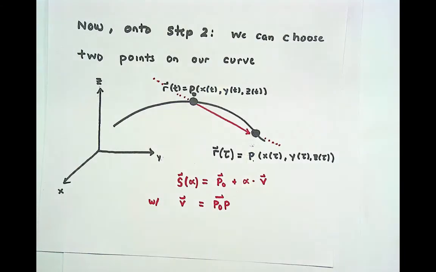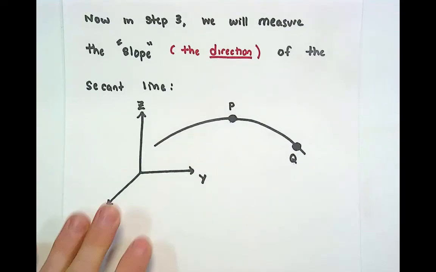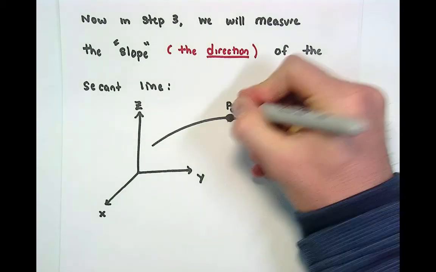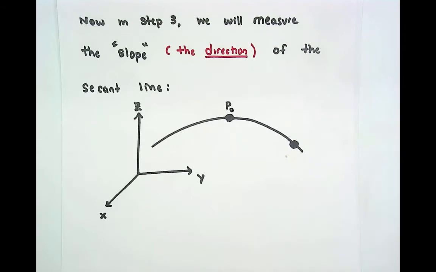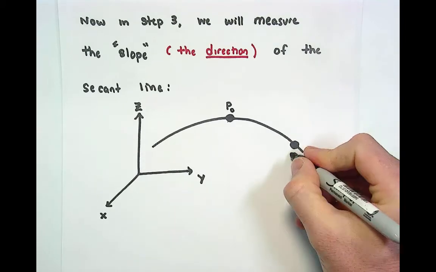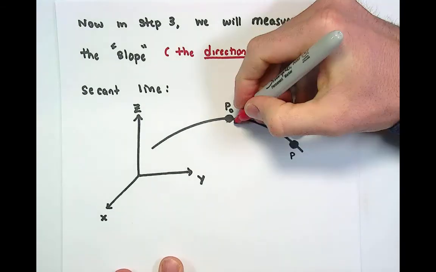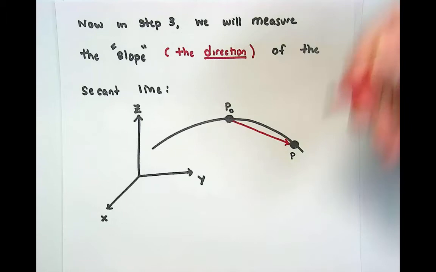So that gives me parts 1 and 2. To measure the slope, I've actually given you a major hint. Step 3 was to measure the slope. Well, we just said that the slope of this thing is going to be the direction. This is the major difference between lines in R2 and lines in Rn. In R2, we say that lines have slope. In Rn, we say they have direction. But they're the same concept.